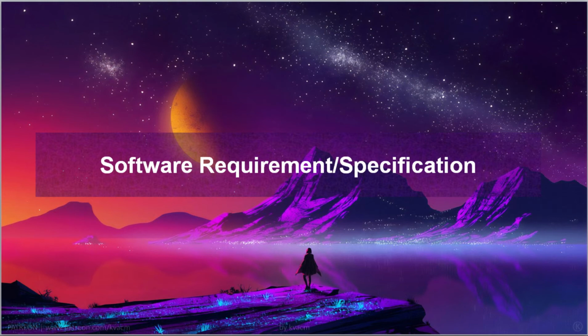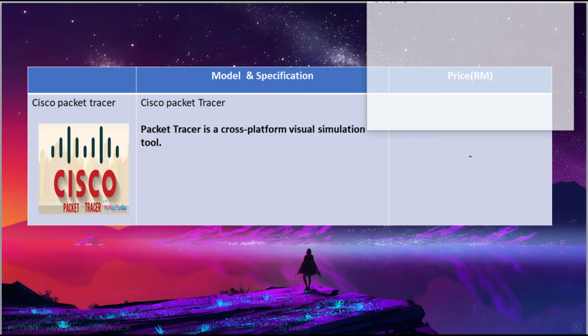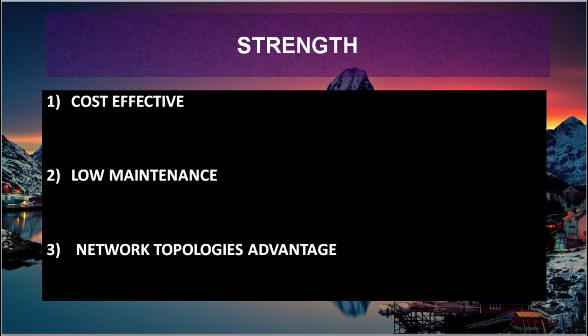Lastly, we have software requirement and specification. In our project, we need Cisco Packet Tracer to design our network model. Packet Tracer is a cross-platform user simulation tool designed by Cisco Systems that allows users to create network topologies and imitate modern computer network. The software allows users to simulate the configuration of Cisco router and switch using a simulated command line interface.